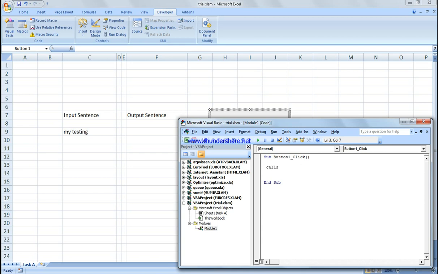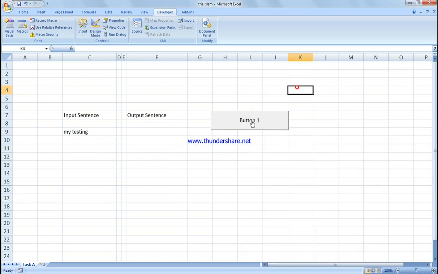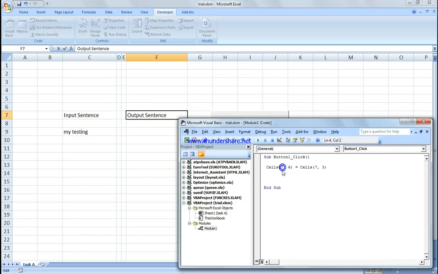You just have to say Cells(7, 1, 2, 3, 4, 5, 6) is equal to Cells(3), just a start just to make sure our system is working. Okay, so we did the wrong one. So this is the output. Sentence. So we need the 9 instead. So here.